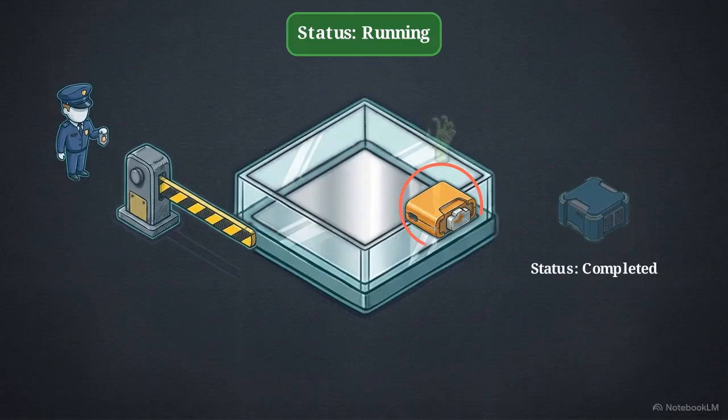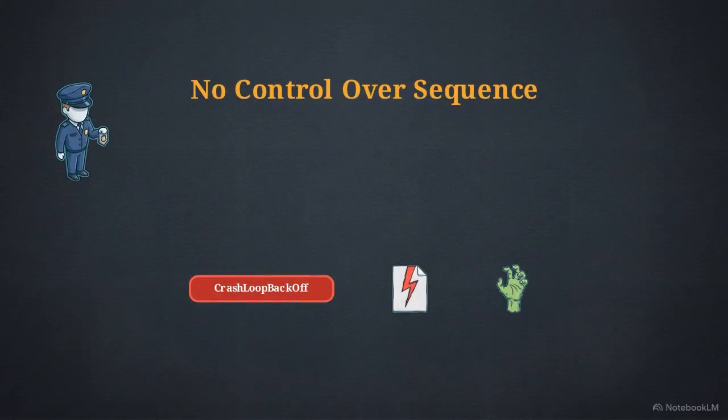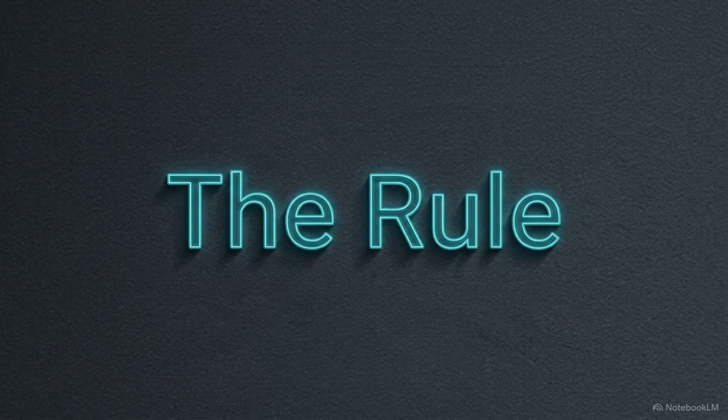Crash loops, data loss, and zombie jobs, they all stem from a single root cause. The superintendent has no control over the order of operations. How do we force a strict sequence for startup and shutdown without rewriting our application code? The answer arrived in Kubernetes version 1.28 with the introduction of native sidecars.